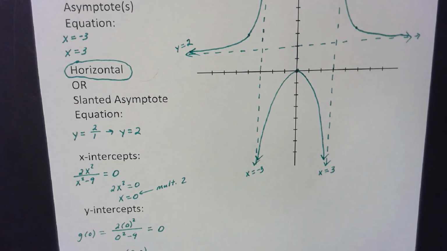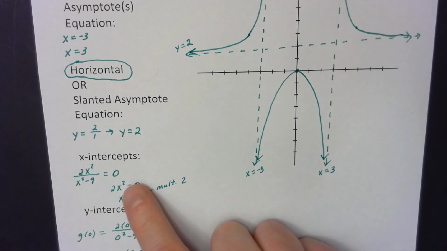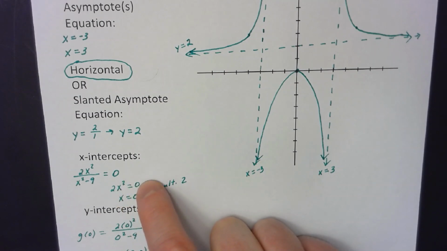Now, keep in mind here, don't just say, oh, okay, you have an x-intercept at 0. Remember, that's a double root. It was x squared equals 0, which means it will not cross the function at 0. It only touches at 0 and goes back in whatever direction it came from.